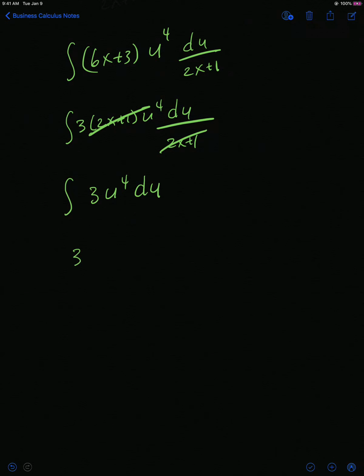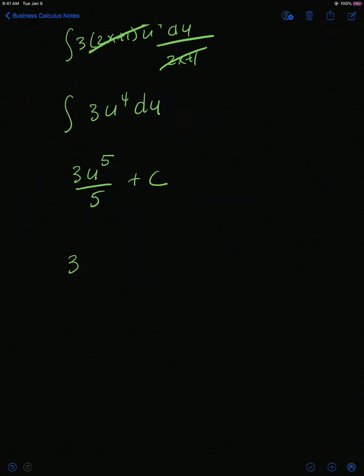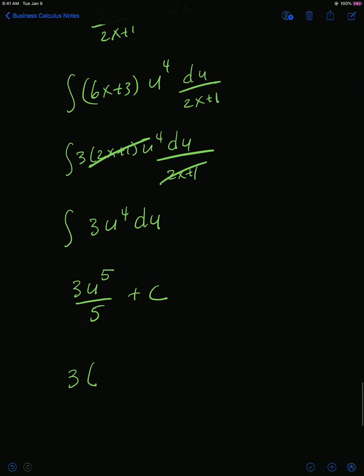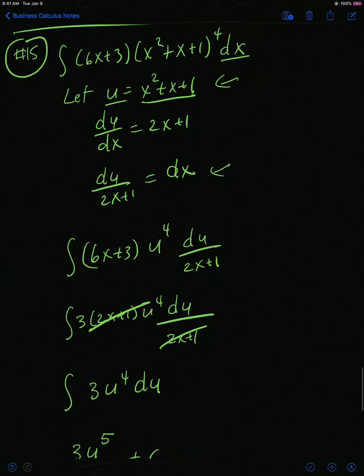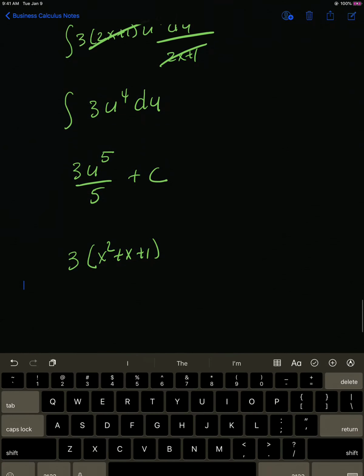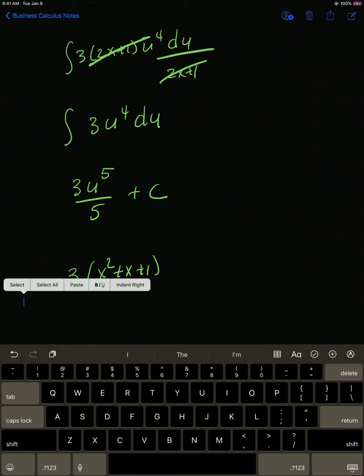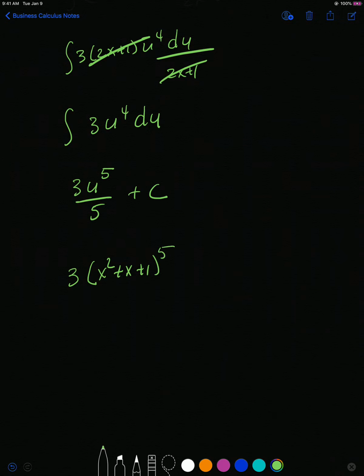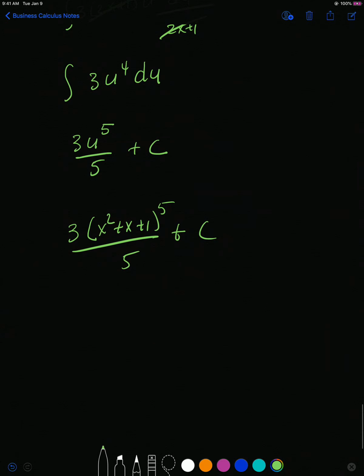And that's 3u, add 1 to the power, divide, plus c. And so that's going to be 3, open parentheses, what was u again? x squared plus x plus 1, raised to the fifth power over 5 plus c, and that takes us to our answer.